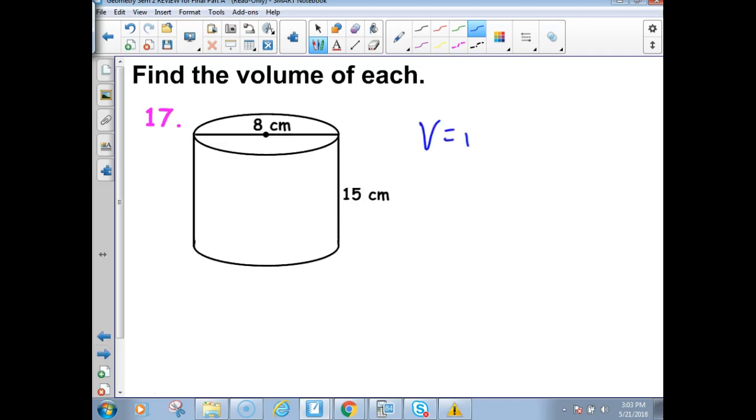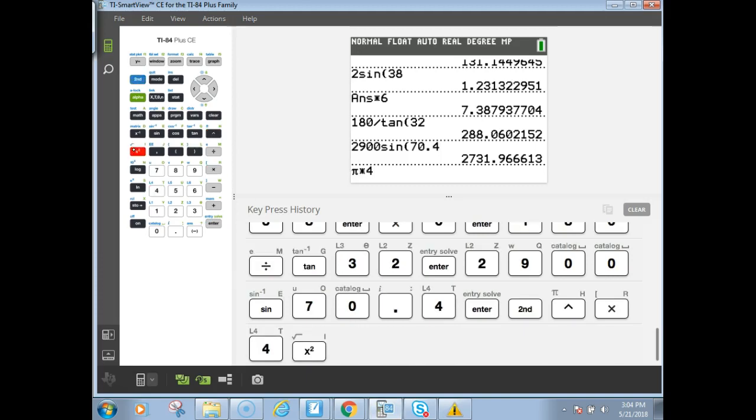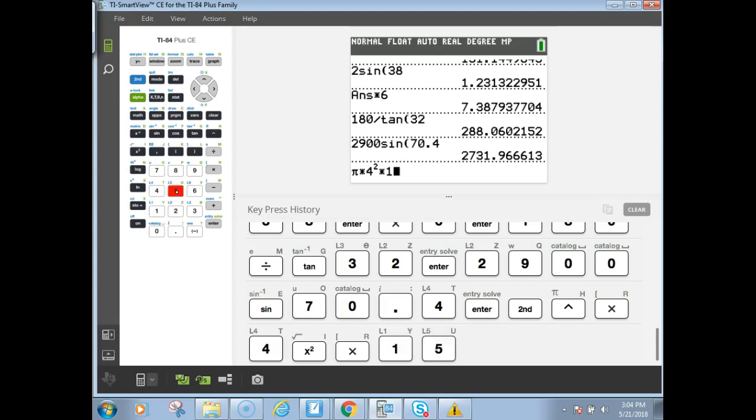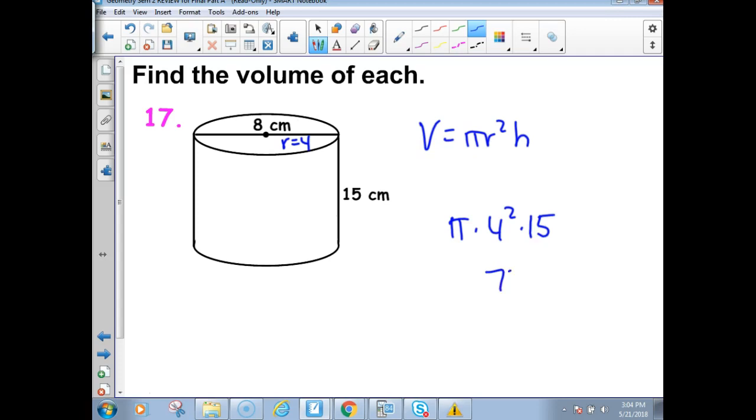Cylinder, volume is pi times the radius squared times the height. Do not divide by 3 or 2 or anything else. Just do pi times the radius, which would be 4, since 8 is the diameter. 4 squared times 15. Quick, get that number. Pi times 4 squared times 15. Should have 754 when you round to the nearest tenth. And that's in cubic centimeters.